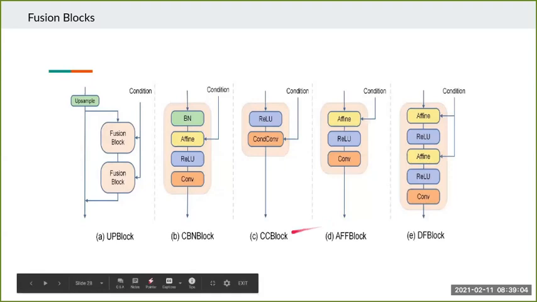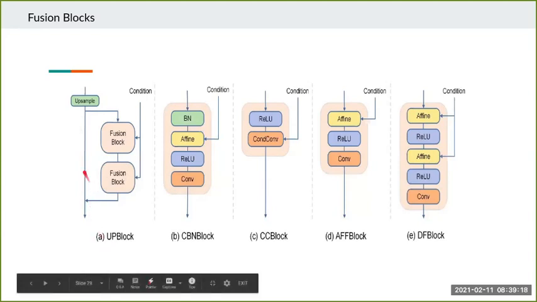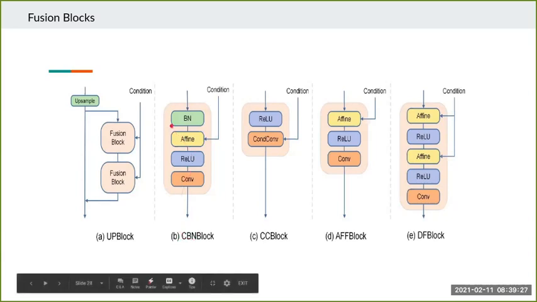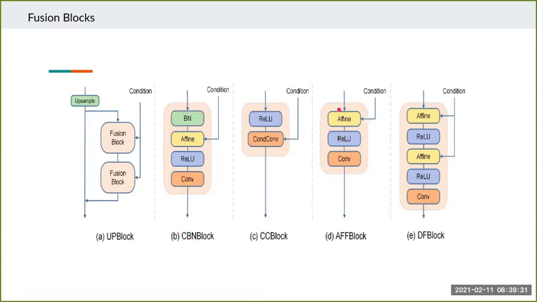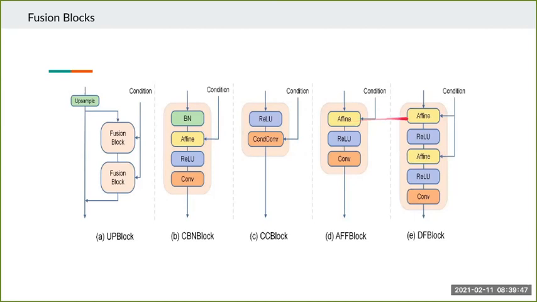And then the different fusion blocks that I was talking about. The up block is basically using two fusion blocks with the upsampling block. So as I said, it's not just a simple upsampling block when I showed the model overview, but the up block is basically this, and this is the final block that we can see in the model overview. This is the conditional batch normalization block. As I said, the batch normalization part is removed in the affine block, and then to finally obtain the DF block, multiple affine and ReLU layers are stacked together. So basically the batch normalization part of conditional batch normalization is removed, and then multiple affine and ReLU layers are added together. This results in a better text-image fusion.